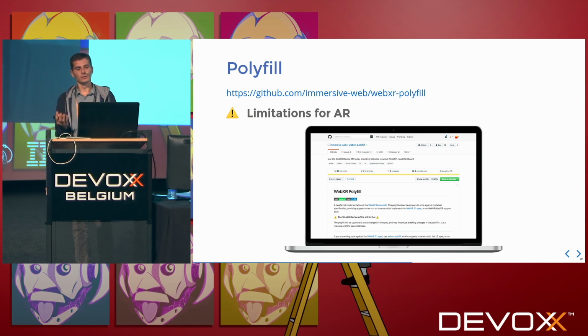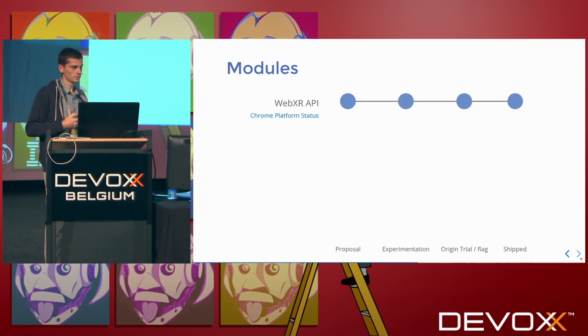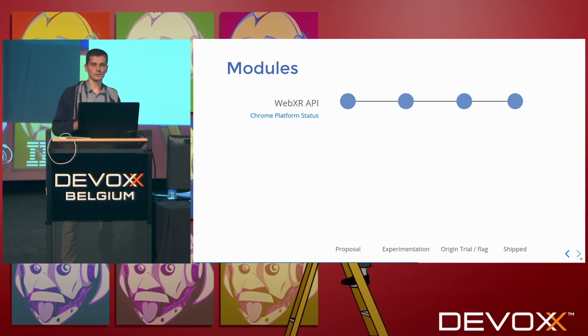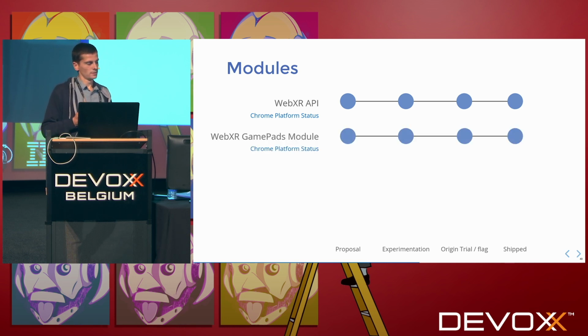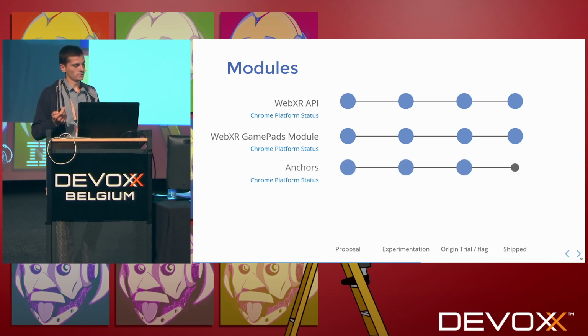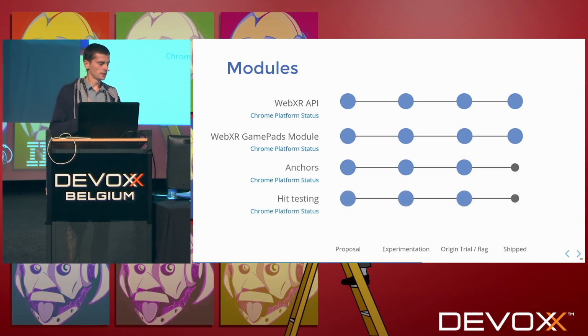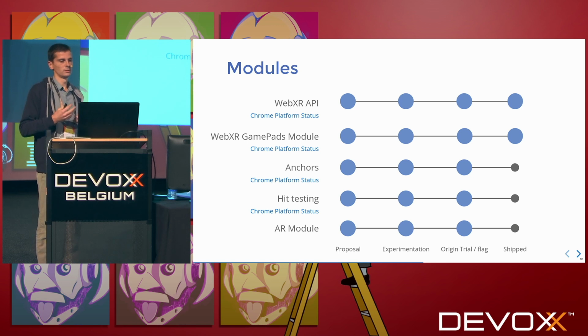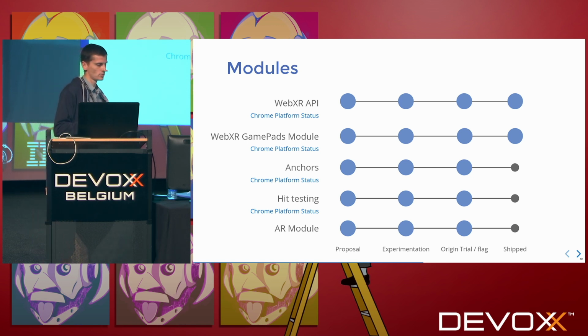At the beginning, the API contained everything, and now it is separated into many modules. So now there is the low-level API, WebXR, which is shipped in Chrome 79. There is also a WebXR gamepad module for dealing with a gamepad, for example with a virtual reality headset, also shipped. And then for the topics around augmented reality, ARCore, hit testing, and the AR module are behind flags in Chrome.